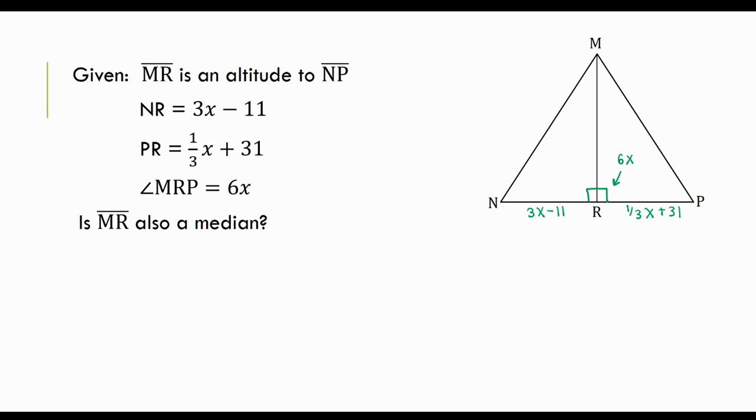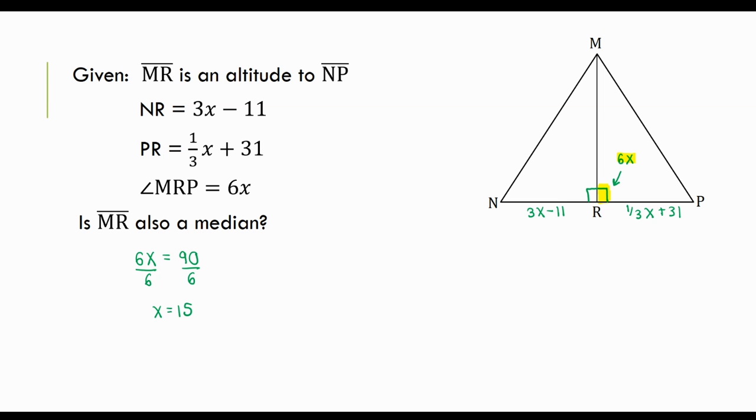So if I want to figure out if I have also a median, well, remember, a median is going to divide a segment into two equal pieces. But since I cannot assume that those two segments are congruent, we have to start with the idea that I have an angle being represented as 6x, but that angle we know is a right angle. So a right angle is 90 degrees. I get to set 6x equal to 90. So I'm going to divide both sides by 6, and I get a value of x to be 15.